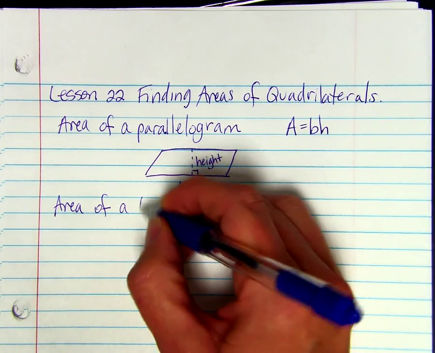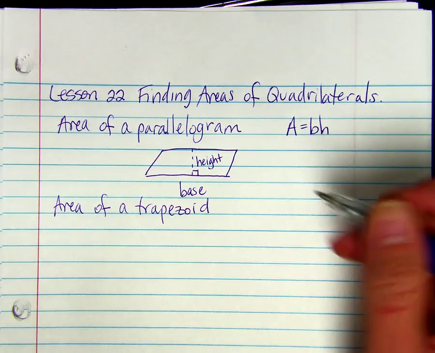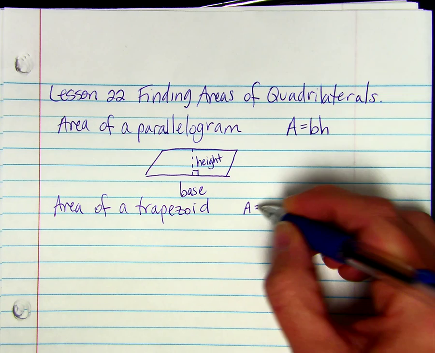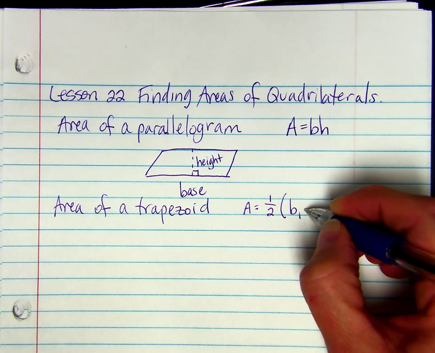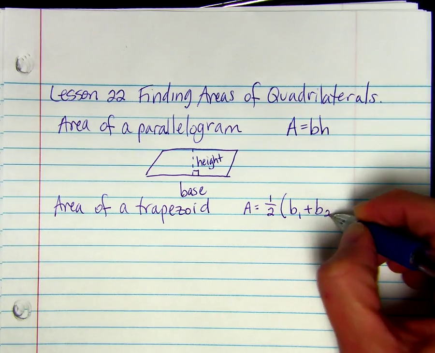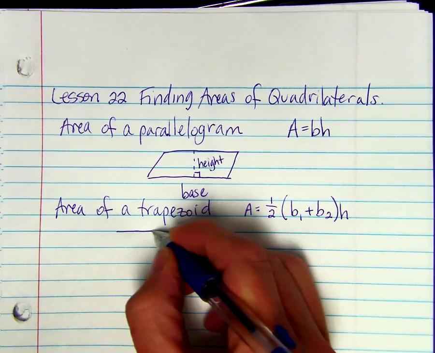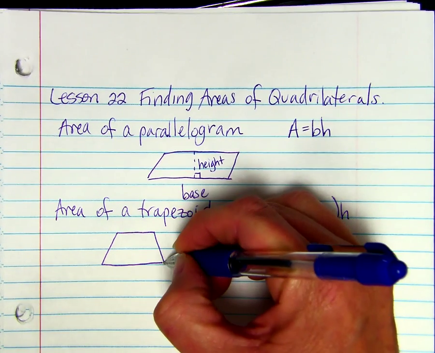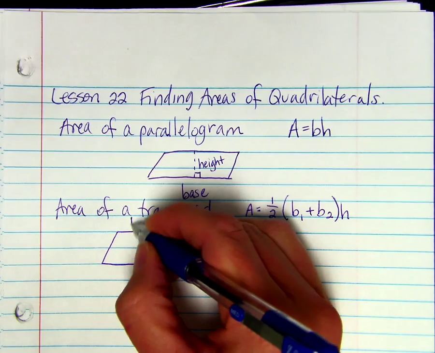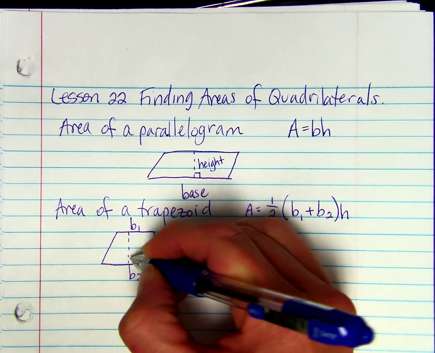To find the area of a trapezoid, you take 1/2 the length of the two parallel sides, add it together, and then multiply that by the height. It's the same thing as finding the average of the bases and then timesing it by the height. And again, the height needs to be perpendicular to the bases.